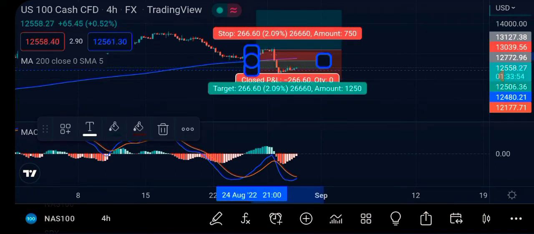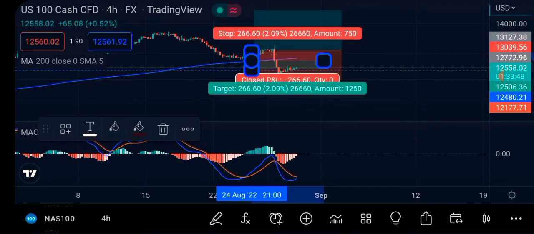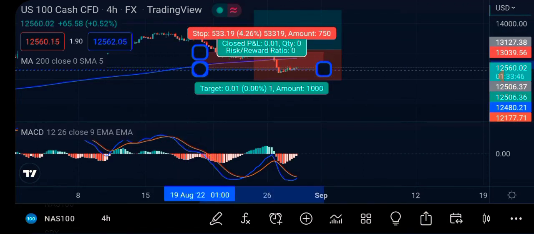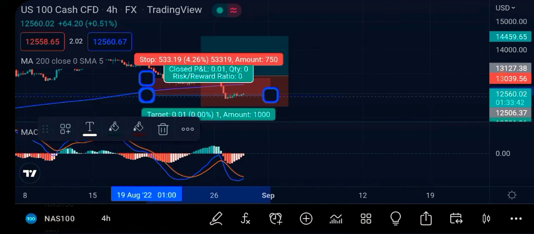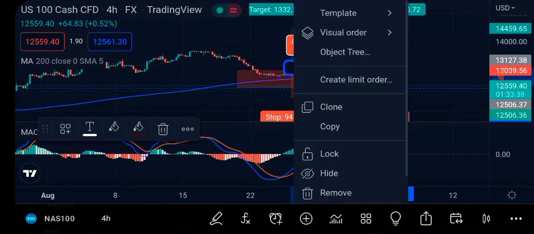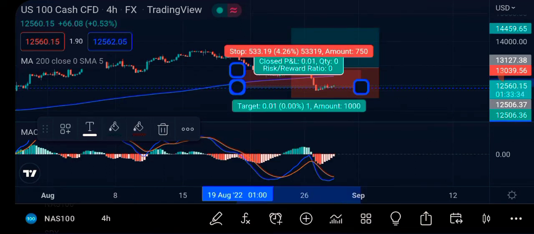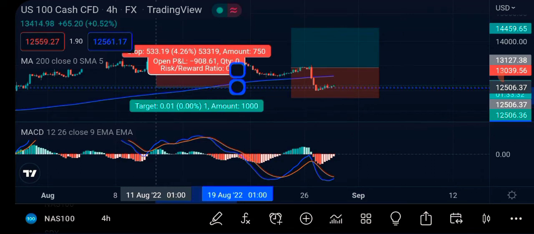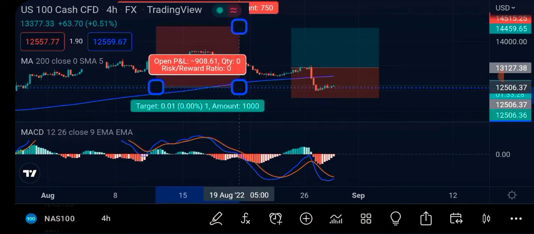Click on this. Automatically it shows on this place. We already have one there, so you can just move it away from there. Yeah, so that's for shorts.